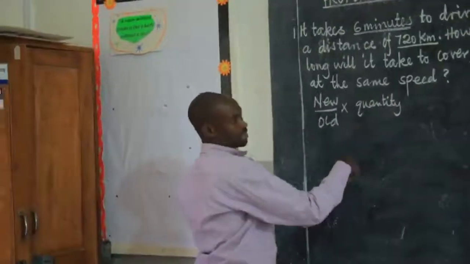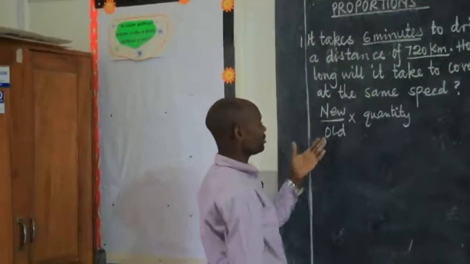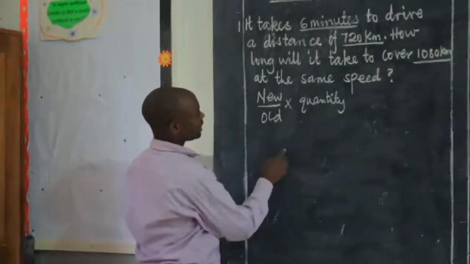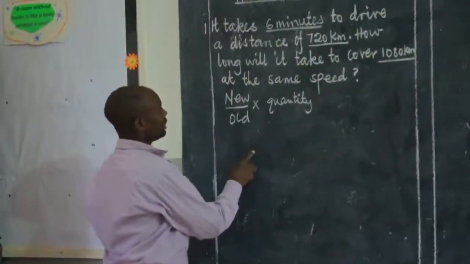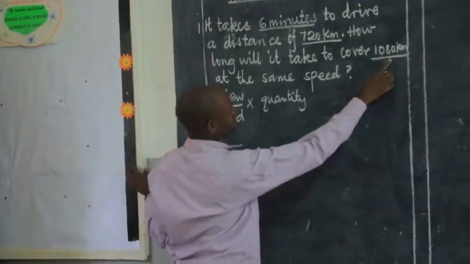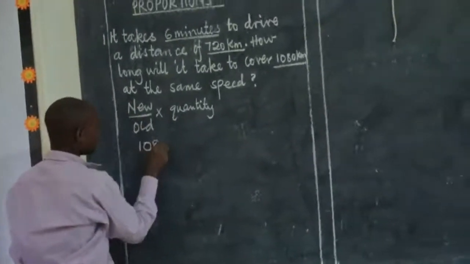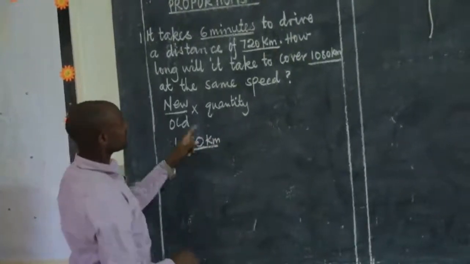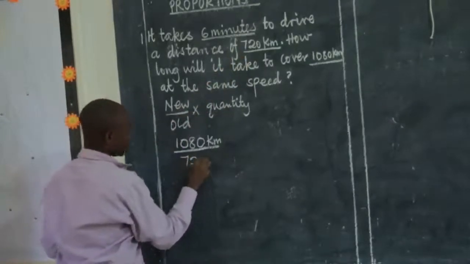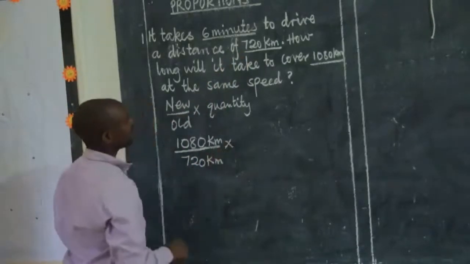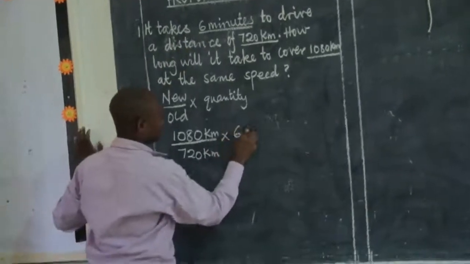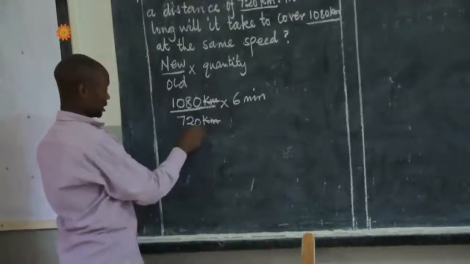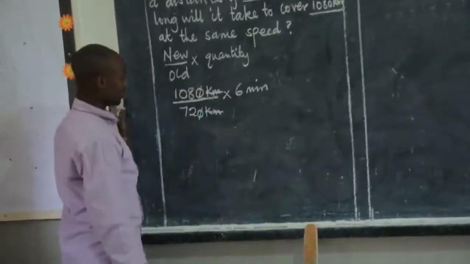Or you can say amount if you don't want to change your formula. New out of old times amount. But I can't call time amount. Now, which one is new? We are looking for the minutes it will take to cover 1080. So we shall get 1080. We divide it by the old distance, which is 720 kilometers. Then we multiply by 6 minutes. So kilometers divided by kilometers, they will go. You can cancel this one and this one, then you reduce.